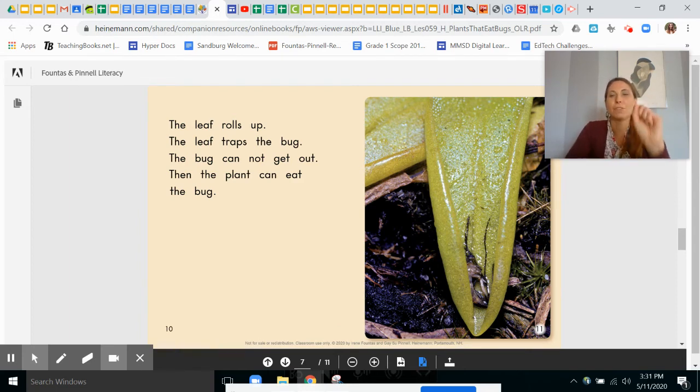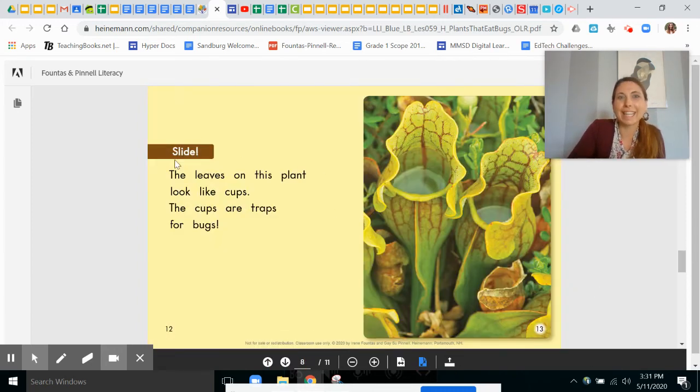So now there's three ways that plants catch bugs. We said one was snap, one was stick. Can you think of a third way that a plant might catch a bug? Well, let's find out. Slide. Slide means like when you go down the slide, it's smooth and fast.